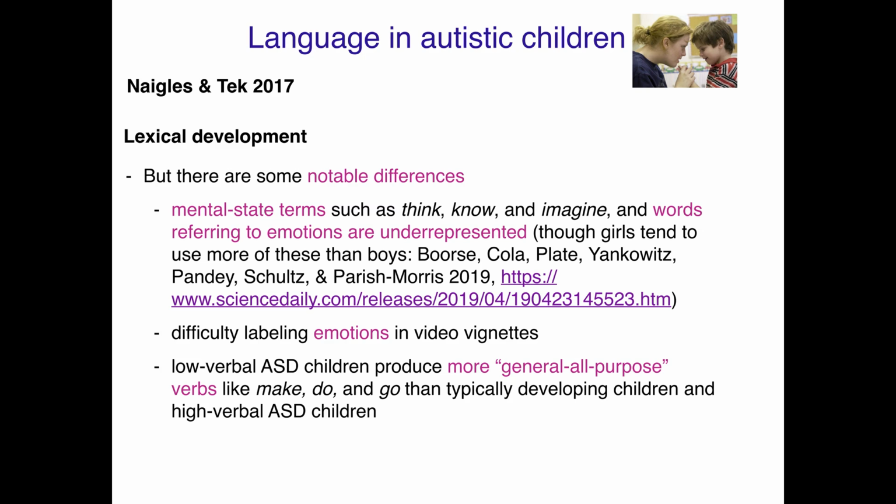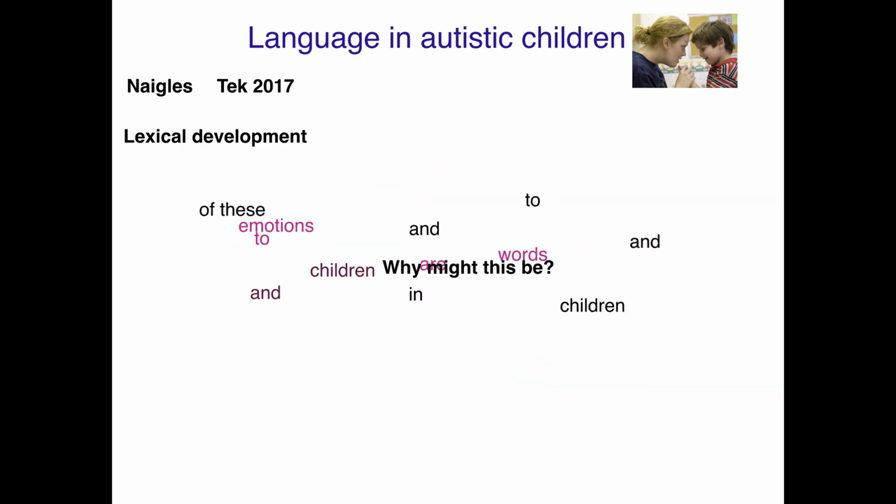in combination, like go bye-bye, go night-night, go car, go ride. They do it in combination with other terms. They use a lot of these, and this is something that apparently low verbal autistic children never really stop doing. They just generally keep using more of these all-purpose verbs that are not very specific in terms of what they're picking out. And why might this be?